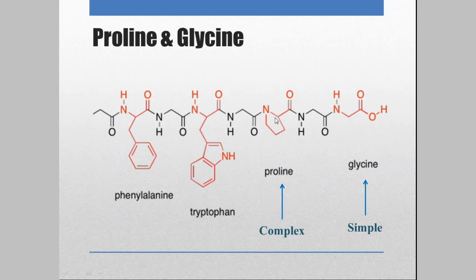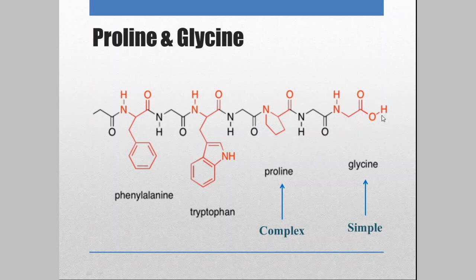Because of this, the freedom of rotation between different amino acids will not take place. So we can say proline will cause something called steric hindrance to the adjoining amino acids. Two important terms here: it will not allow the freedom of rotation, and it will cause steric hindrance to the adjoining amino acids.